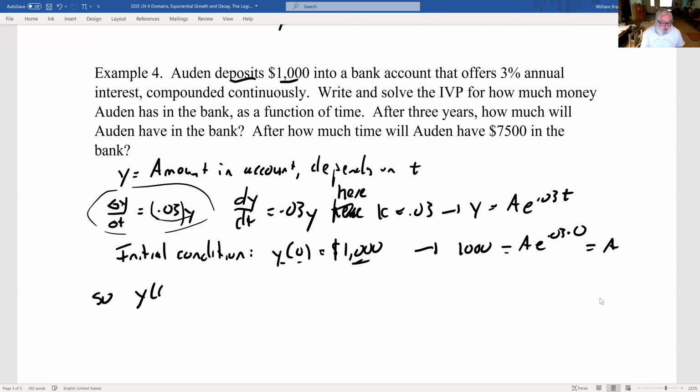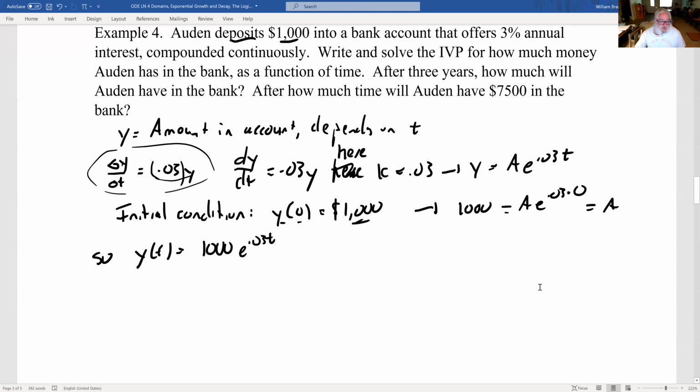So his bank account is 1,000 e to the 0.03 t. So after 3 years, how much does he have in the bank? Well, that's asking for t equal to 3. So y of 3 is 1,000 e to the 0.03 times 3. And you can grind that through a calculator and get 1094.17, rounded off to the nearest cent.